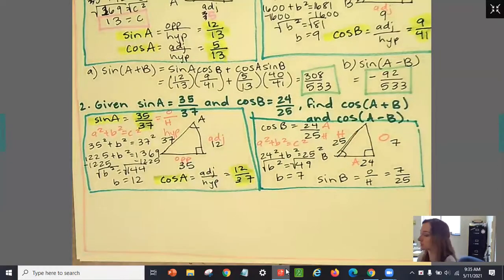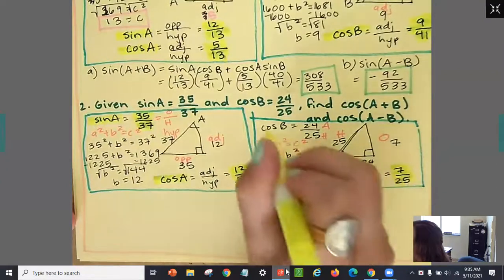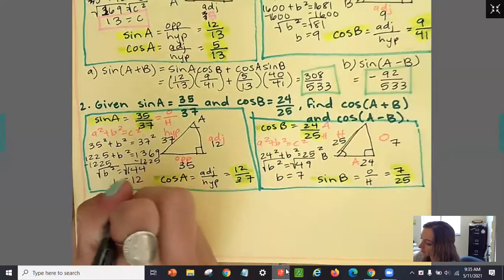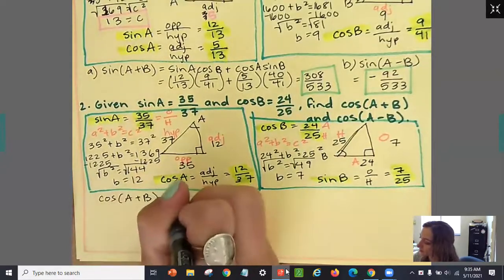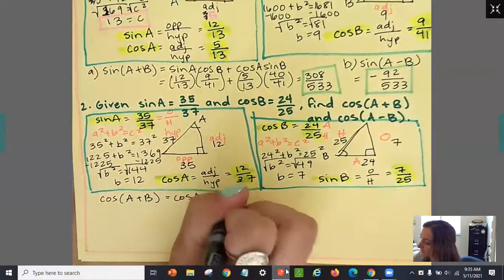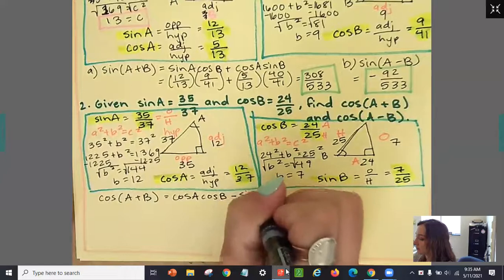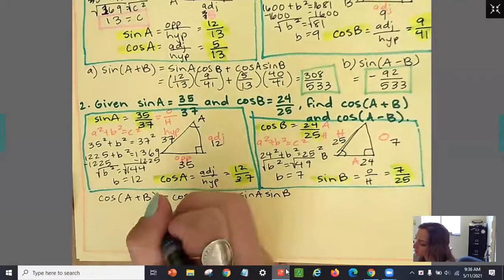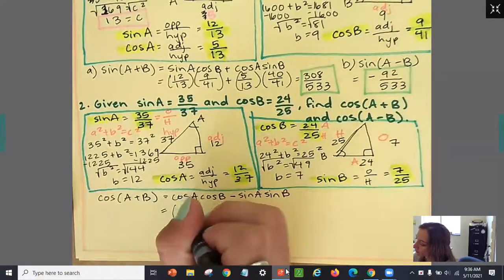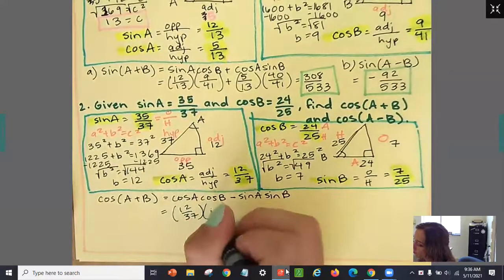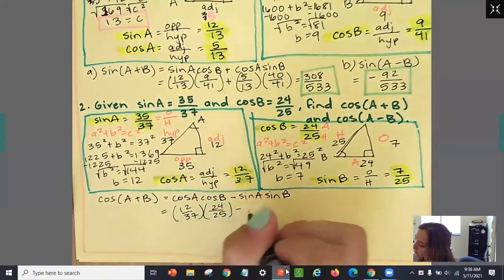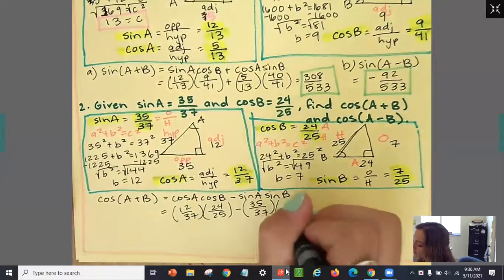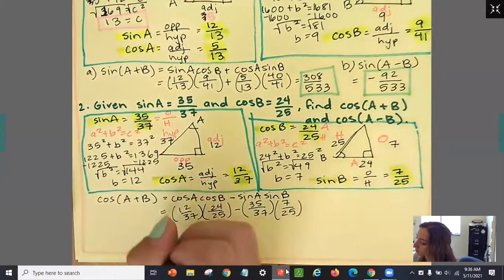Okay, so let's go plug into this formula using these values. So we're first going to find cosine of A plus B. And that formula is cosine A cosine B minus sine A sine B. So kind of weird because it's a plus formula, but we're actually using the minus. But let's plug these in. Cosine of A was 12 over 37. Cosine of B was 24 over 25. Sine of A is 35 over 37. And sine of B is 7 over 25. Okay, we're going to go type that in.